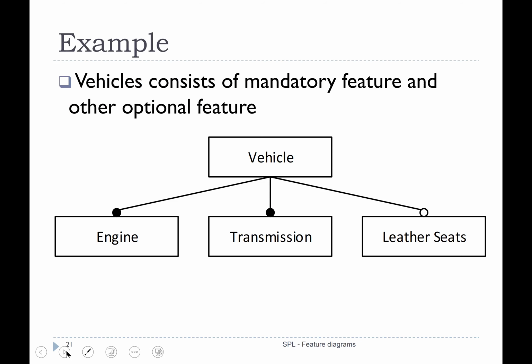This is an example of saying a vehicle consists of the three elements over here. This is a feature, and you can see it's the same notation as the root, because it's the same exact concept. We say that a vehicle is broken down into those three components. You have to have an engine, you have to have transmission, because we got the black circles, but because this is a white circle over here, this is an optional feature.